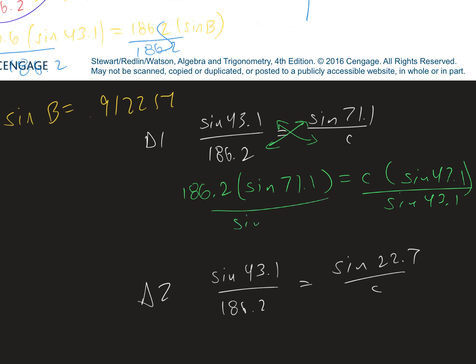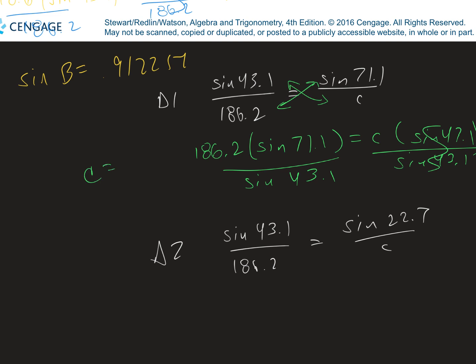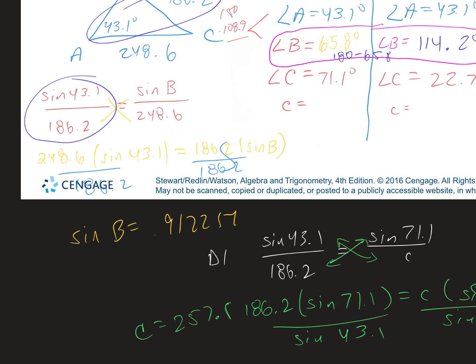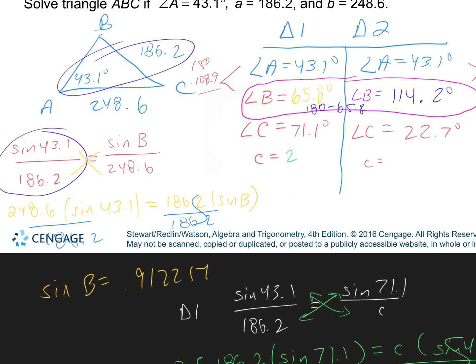Question? Sure. So in triangle 1, what does little c equal? 186.2 times the sine of 71.1, and divide that by sine 43.1. What'd you guys get? 257.8. Okay, so little c up here is 257.8.